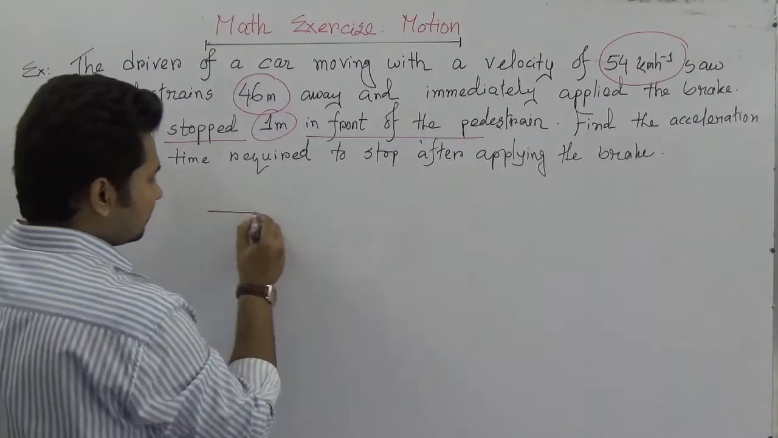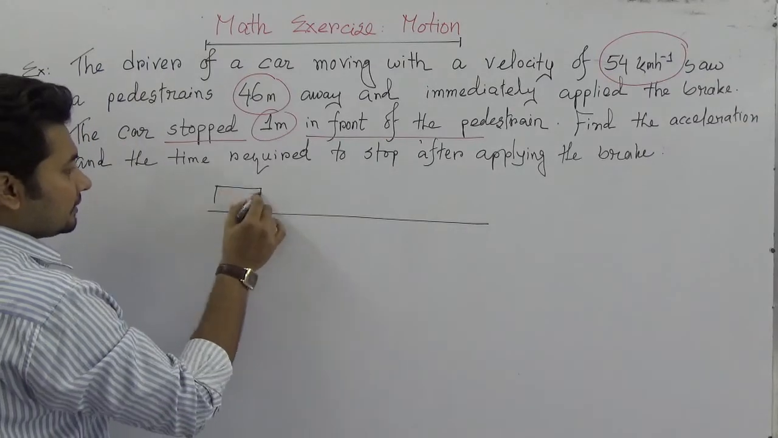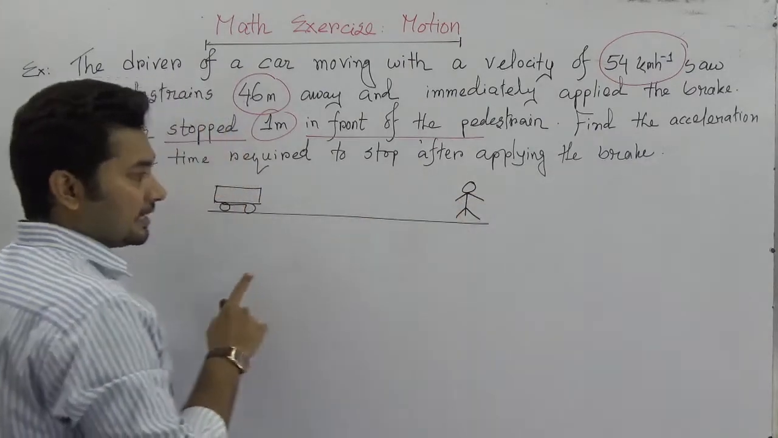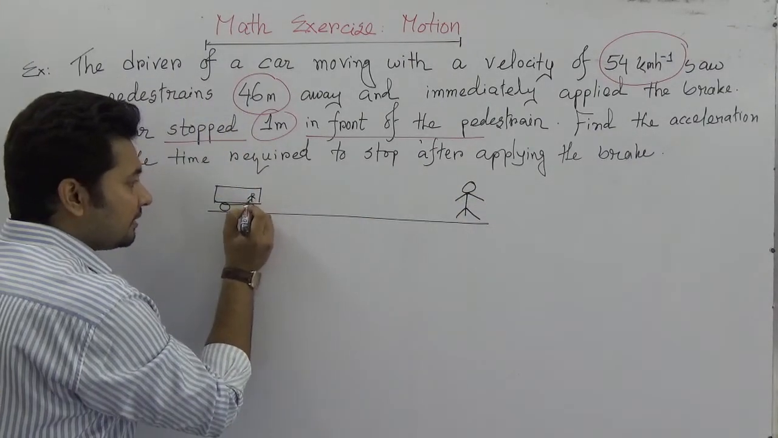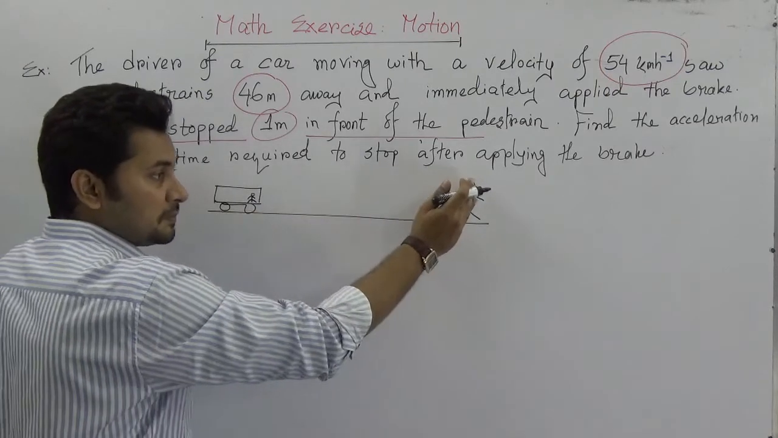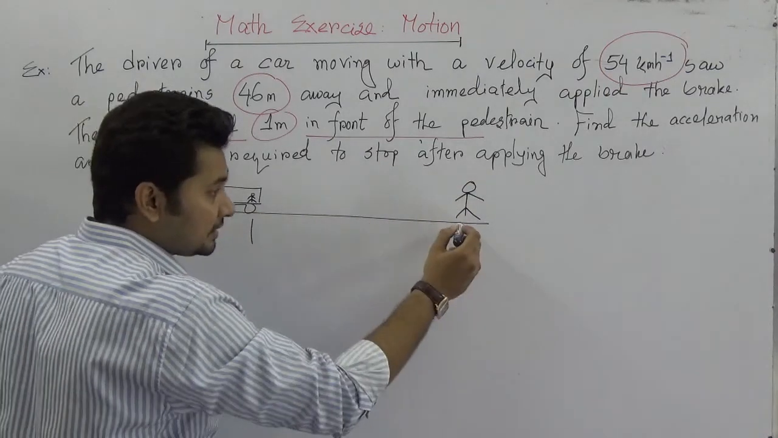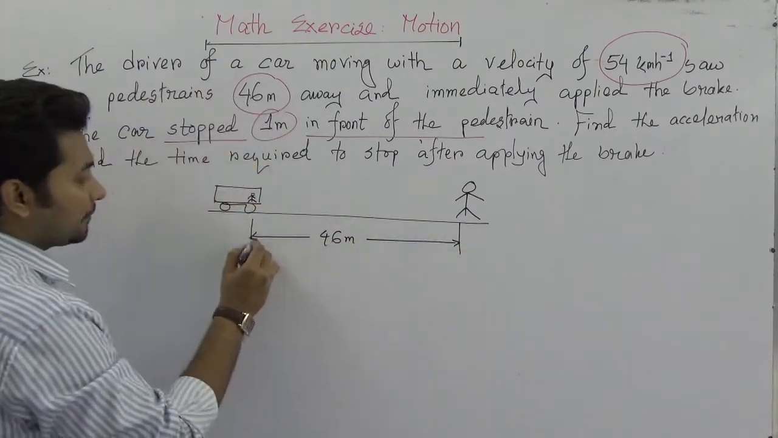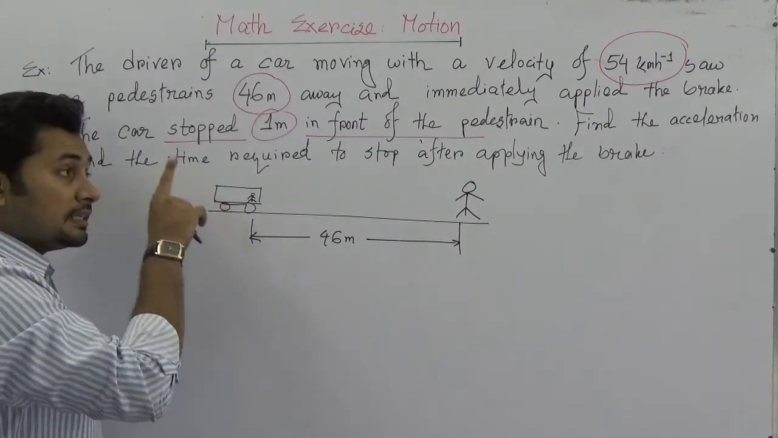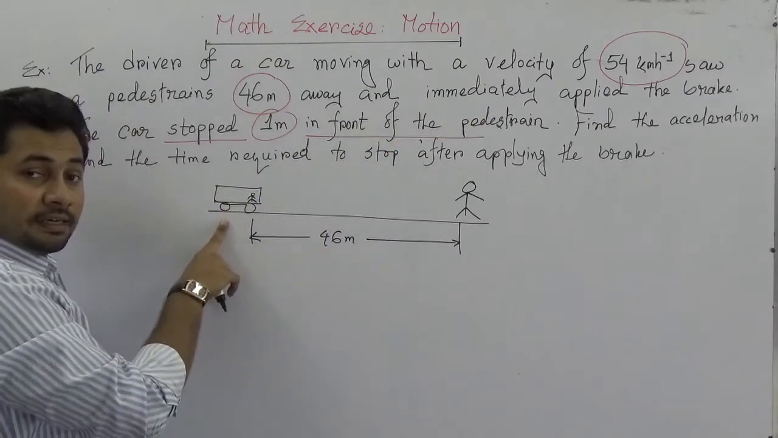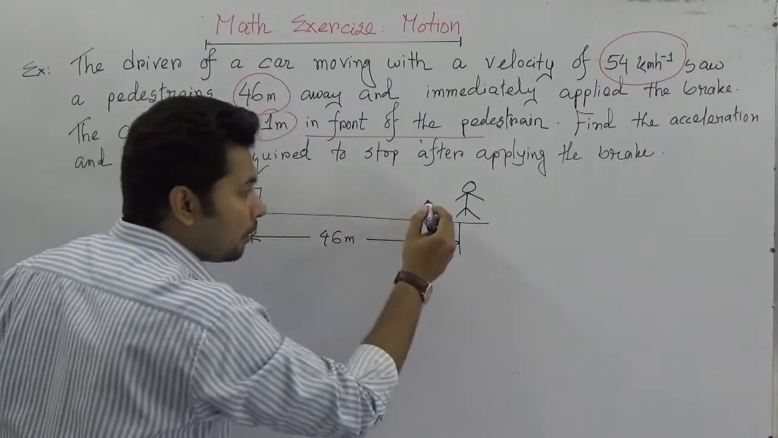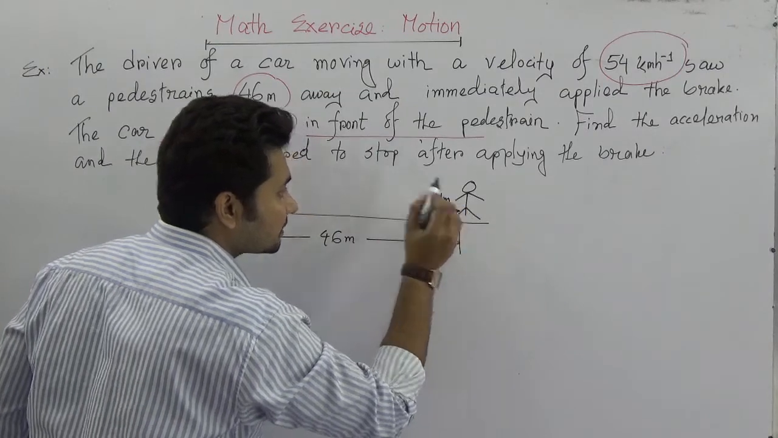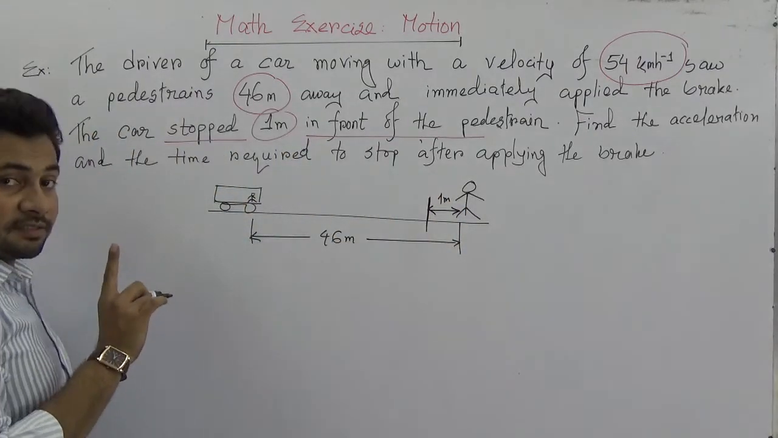If I think there is a road, and there is a car and a pedestrian standing, then this driver saw the pedestrian from 46 meters away. When he saw, he immediately applied the brake, and then it stopped 1 meter, this is very important, 1 meter ahead of the pedestrian.